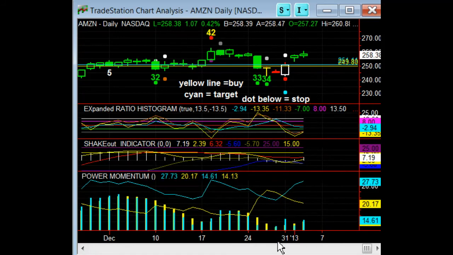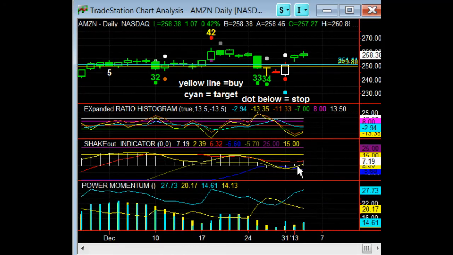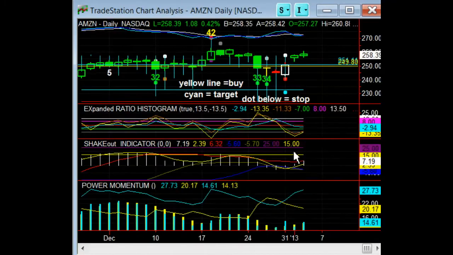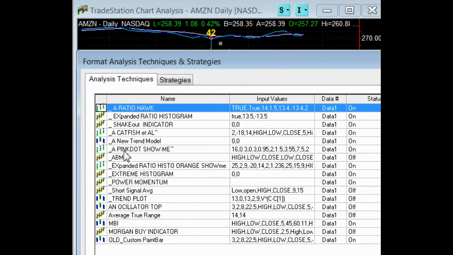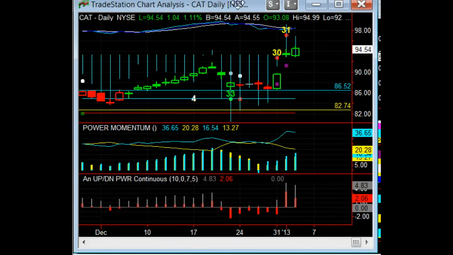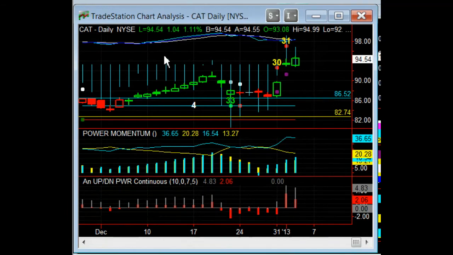If we look at it from a daily on the power momentum, you can see a little bit of selling going into this up move here. Turn it back around to the right side of it. Now would be time to watch the shakeout within that. Let's even look and see. We have the up-down power on this one. Not sure what I call the extreme histogram. Let's see, format analysis techniques, up, down power, not on there. Okay, and I didn't put that on a lot of these charts going through, so we'll utilize our cat chart when we flip over.